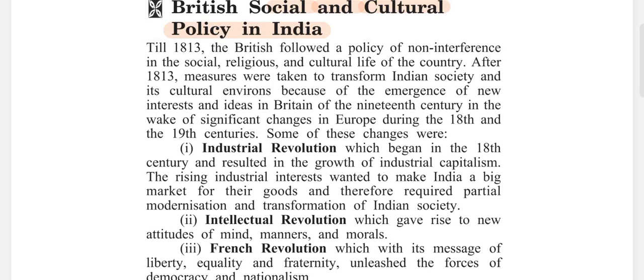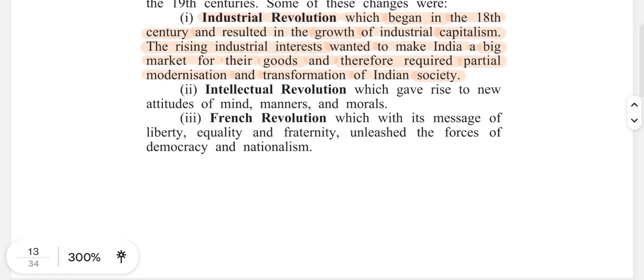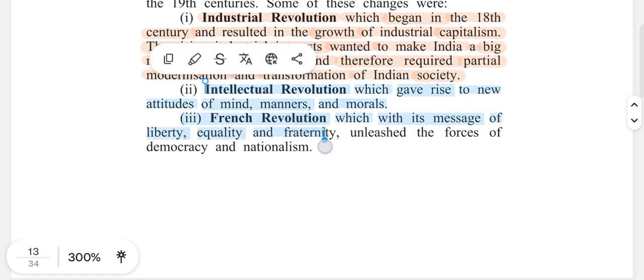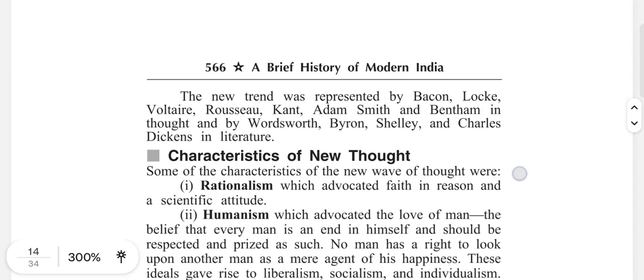Some of these changes were: One, the Industrial Revolution, which began in the 18th century and resulted in the growth of industrial capitalism. The rising industrial interests wanted to make India a big market for their goods, and therefore required partial modernization and transformation of Indian society. Two, the Intellectual Revolution, which gave rise to new attitudes of mind, manners, and morals. Three, the French Revolution, which, with its message of liberty, equality, and fraternity, unleashed the forces of democracy and nationalism.